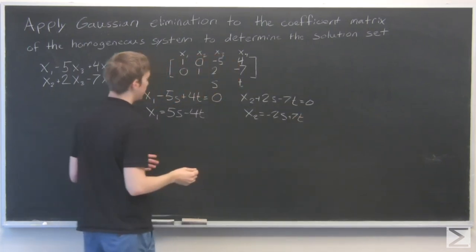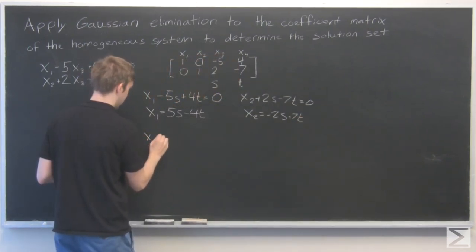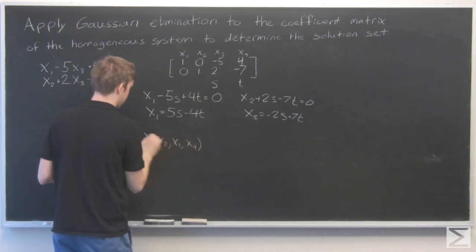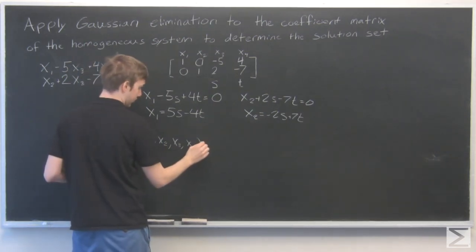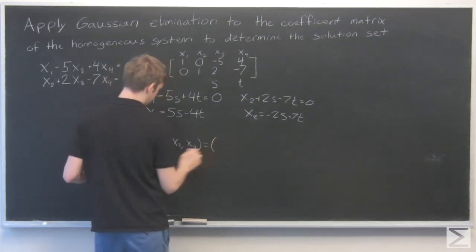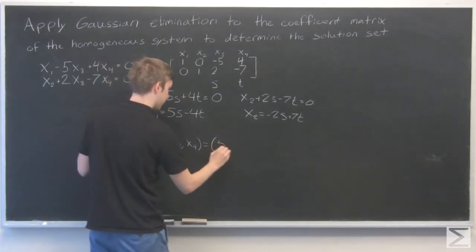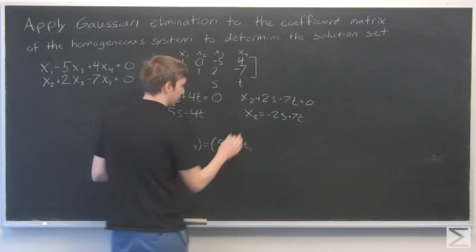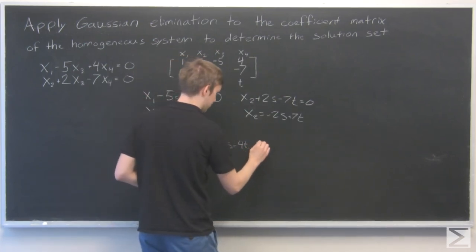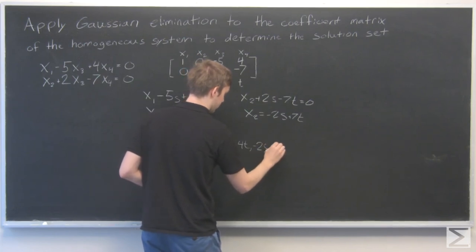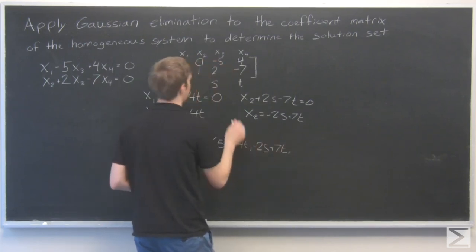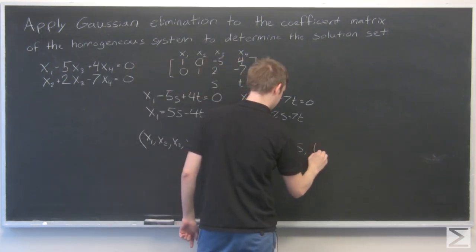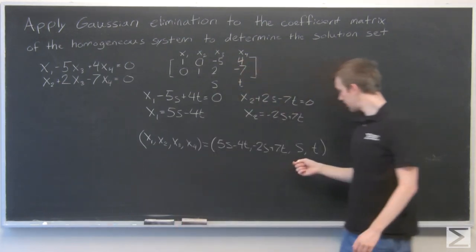So now let's write down our completed solution set, where x1, x2, x3, and x4, let's write that as a vector, is equal to x1 is 5s minus 4t, x2 is minus 2s plus 7t, x3 is s, and x4 is t. So that's our solution set.